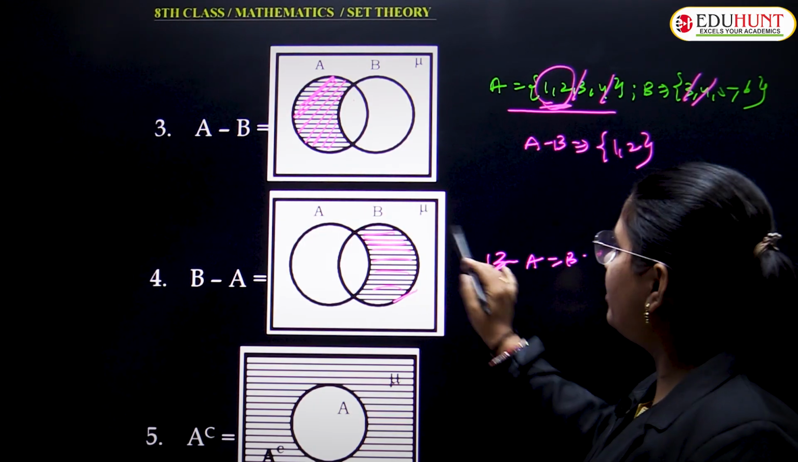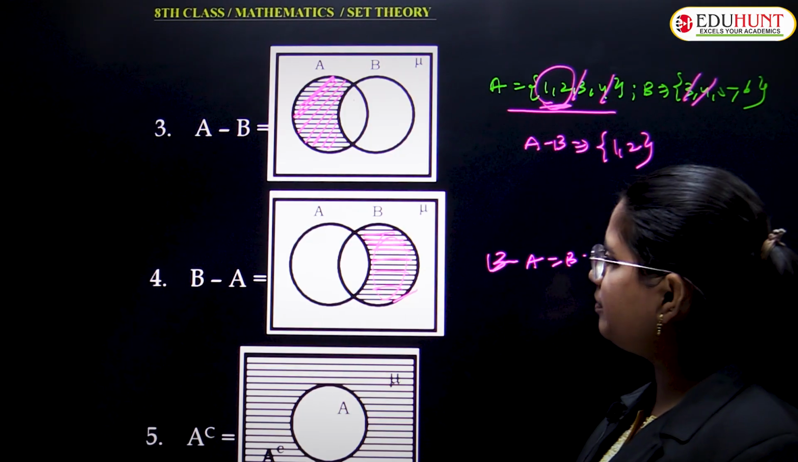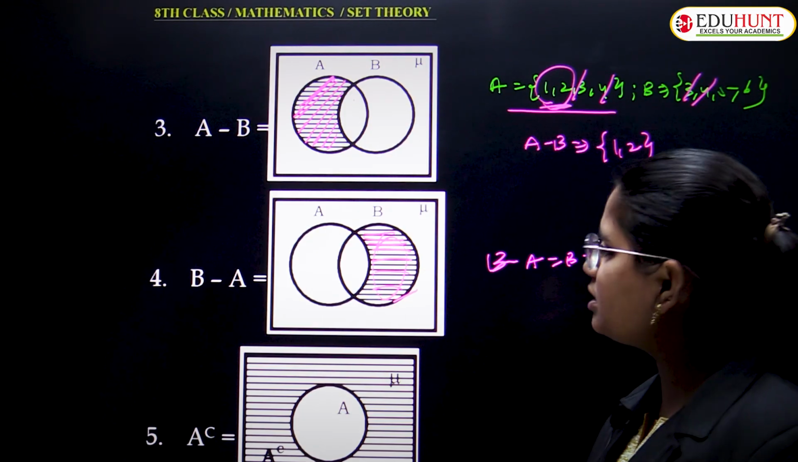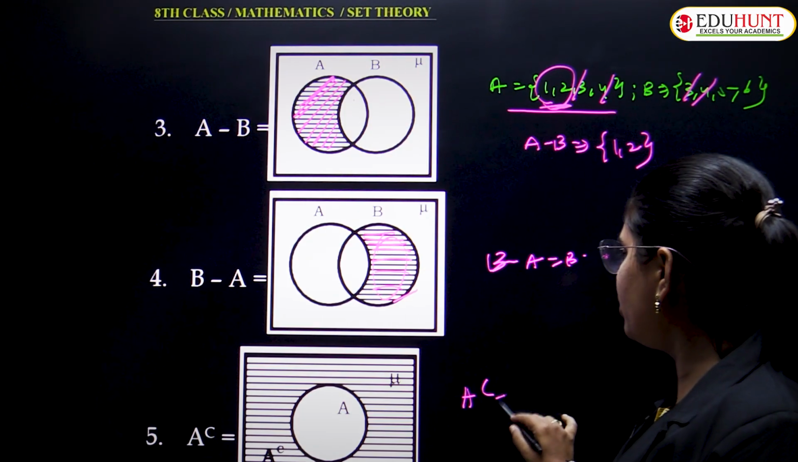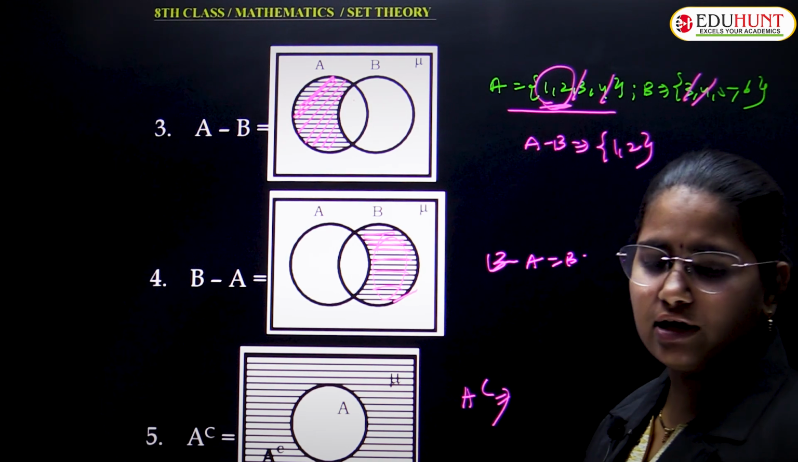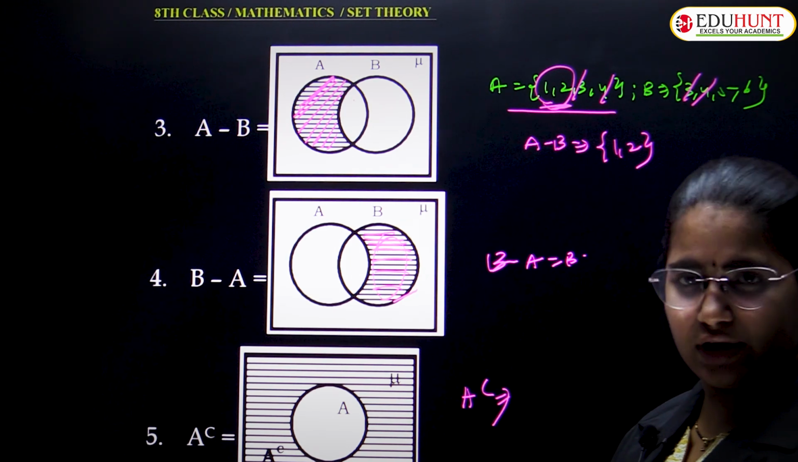Yes or no? The common elements are there in the B set. Similarly, the next one is A complement. So how do you define A complement? How do you define the complement of a given set?